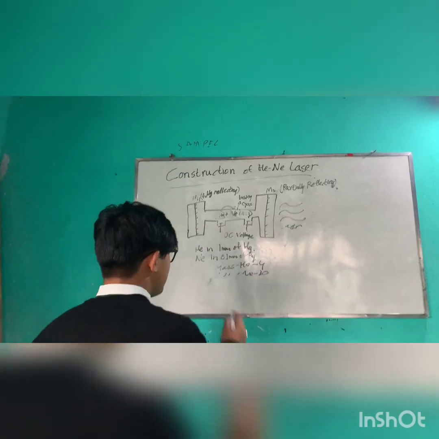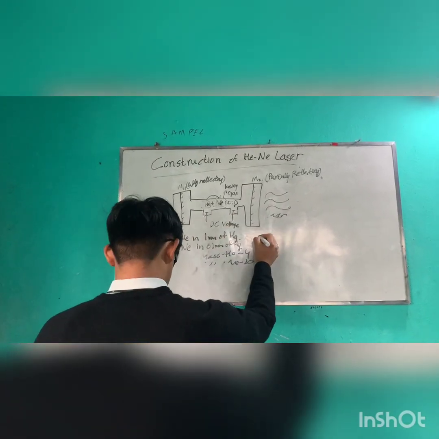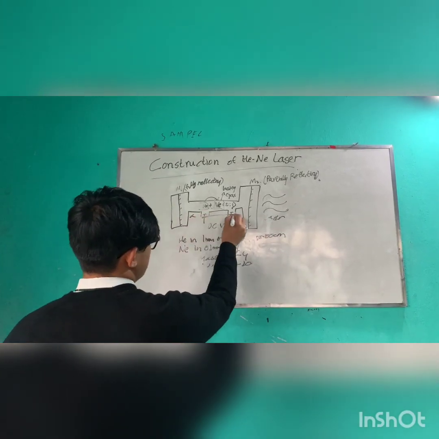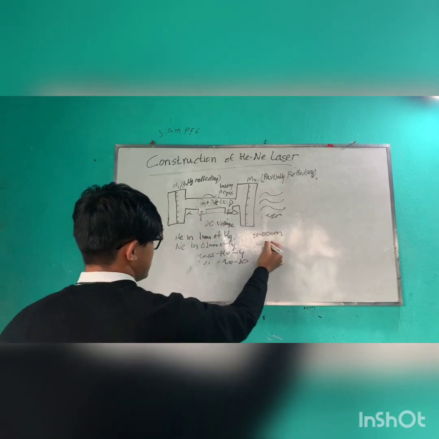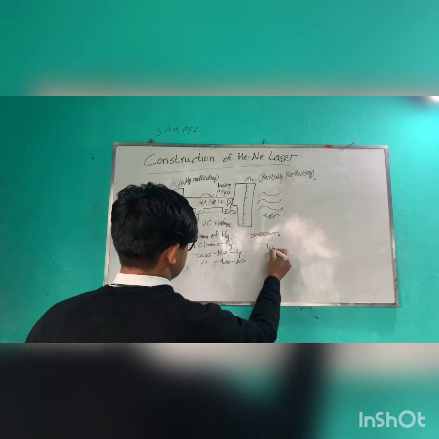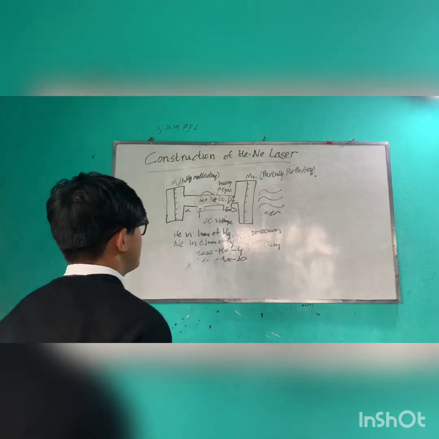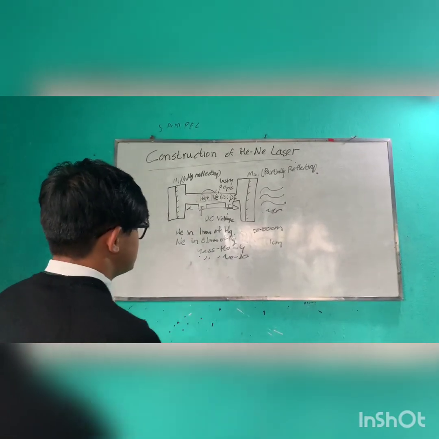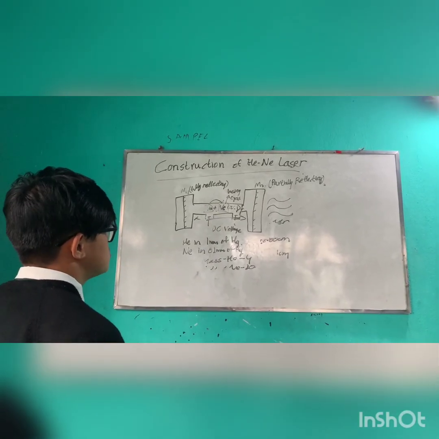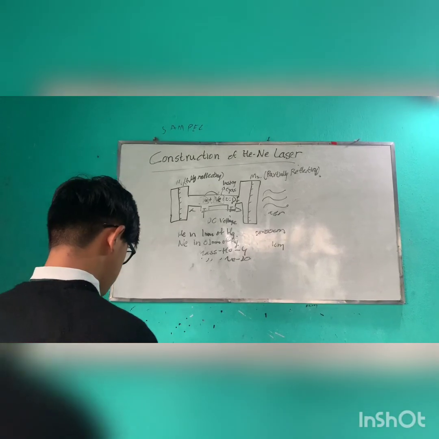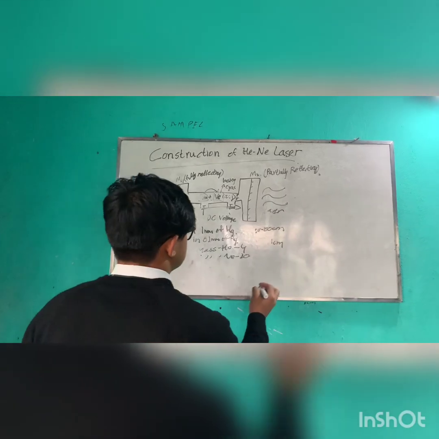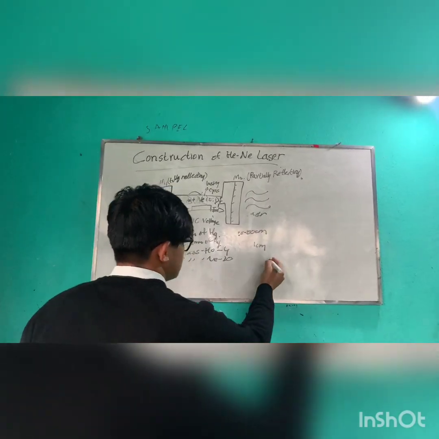This narrow discharge tube is about 25 to 100 centimeters in length, and its diameter is about 1 centimeter, so it is very narrow. This is the system which helps us to make the helium neon laser. We're going to discuss its working now.